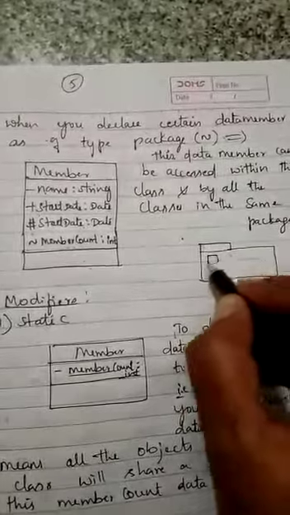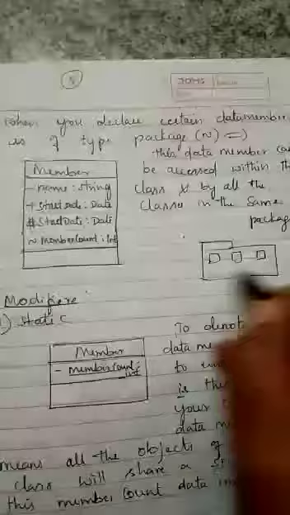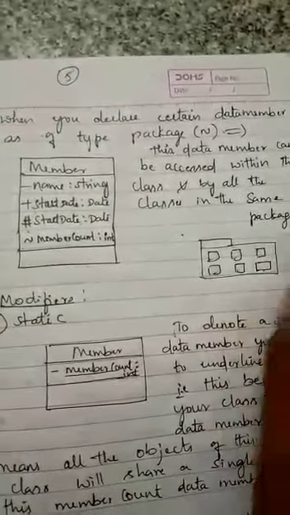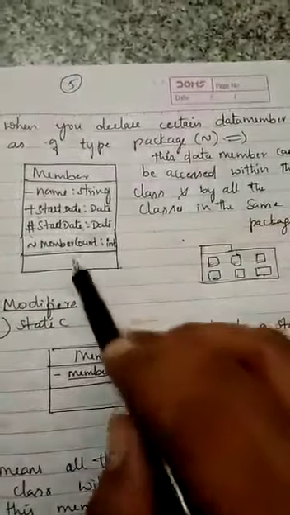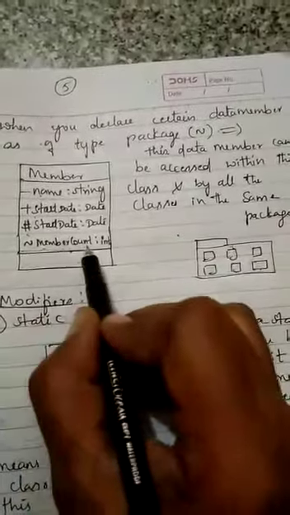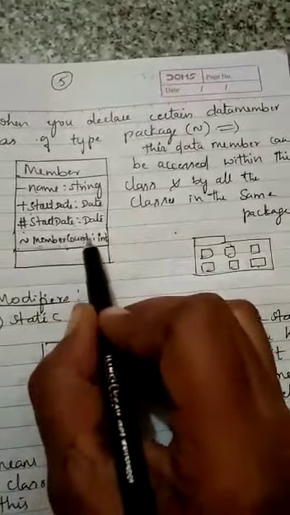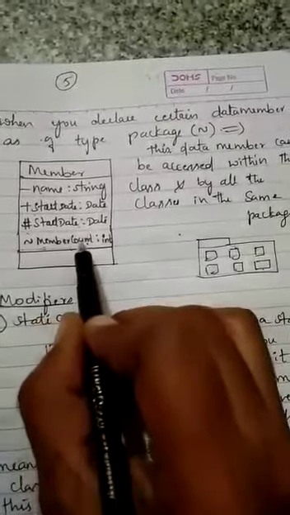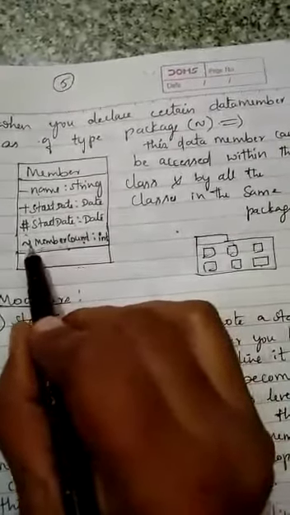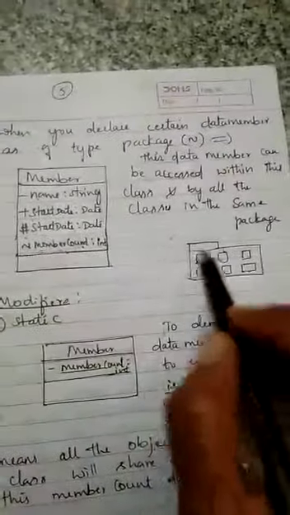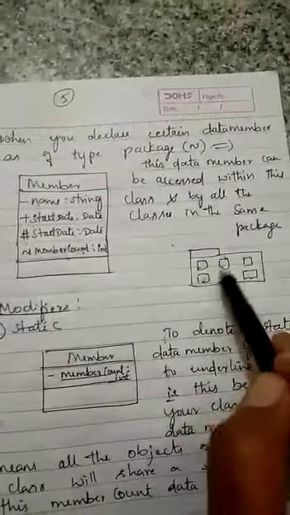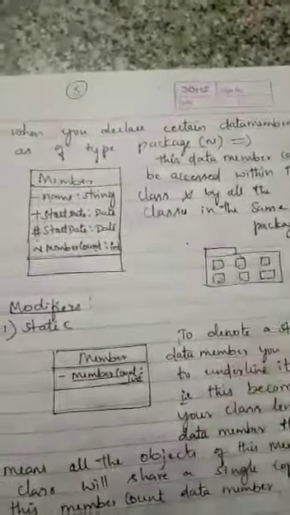This package contains some elements or classes of structural and behavioral things. So the user can access this type of member, that is member count, which keeps the count of members. This is the attribute, member count, and it is specified as package. So here the user can access it only within this class and all the classes which are in the package.